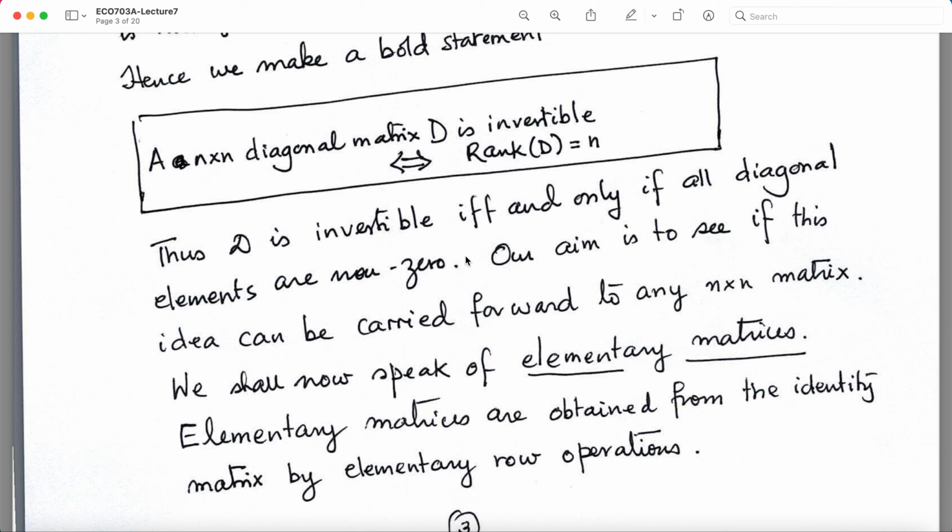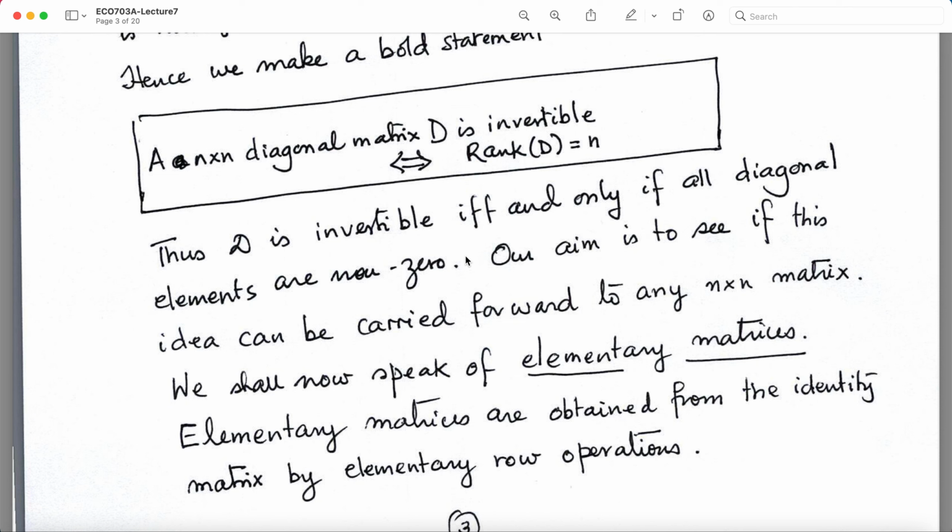That was the key issue. When we have transformed A to U and we have the new equation U of x equal to B tilde, the fact that we needed all the diagonal elements to be non-zero was that we were guaranteeing the invertibility of that matrix. That is the idea. Okay. Now let us speak about elementary matrices. So what are elementary matrices?